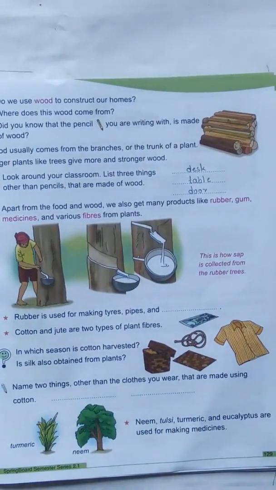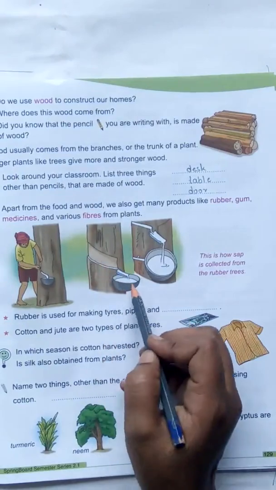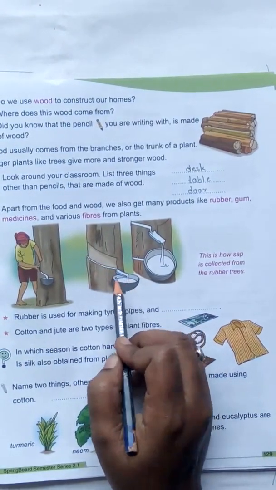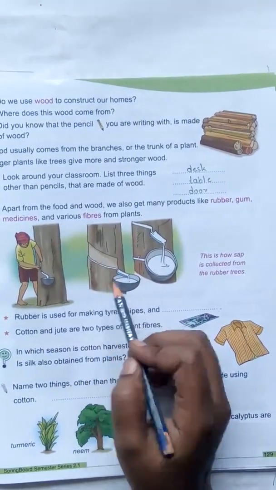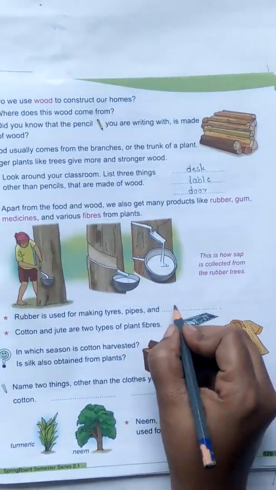Okay. Apart from food and wood, we also get many products like rubber, gum, medicines and various fibers from plants. Okay. This is how sap is collected from the rubber trees. This is rubber collected from the trees. Rubber is used for making tires, pipes and tubes.